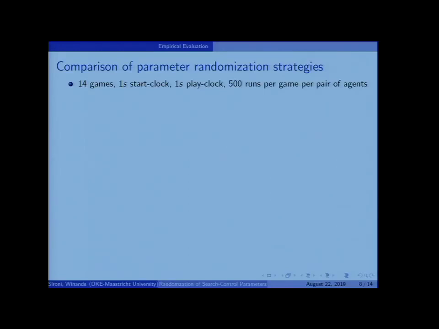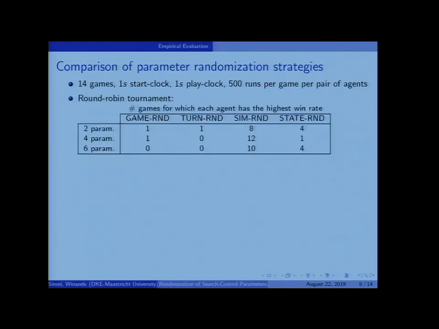500 runs of the game are performed for each game and for each pair of agents that are matched against each other. So first of all, we have performed a round-robin tournament using different numbers of parameters that are randomized. So we try randomizing only 2 parameters, 4, or all the 6 of them. And we match against each other the agents that use all the previously mentioned randomization strategies. And what we've seen is that randomizing per simulation is the strategy that is achieving the highest win rate on most of the tested games, with randomizing per state being the second best one.